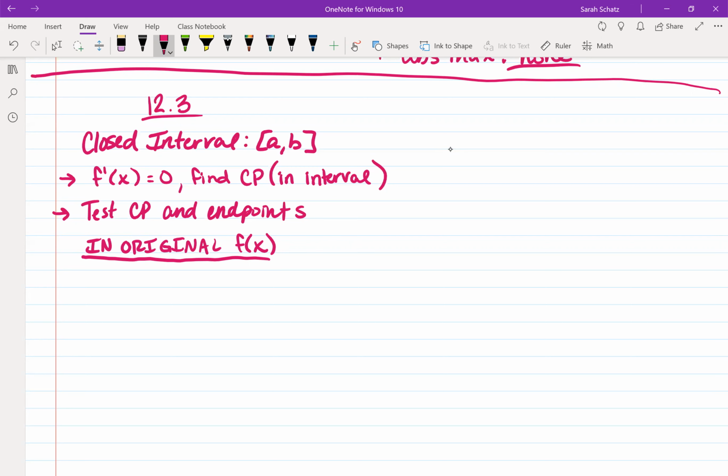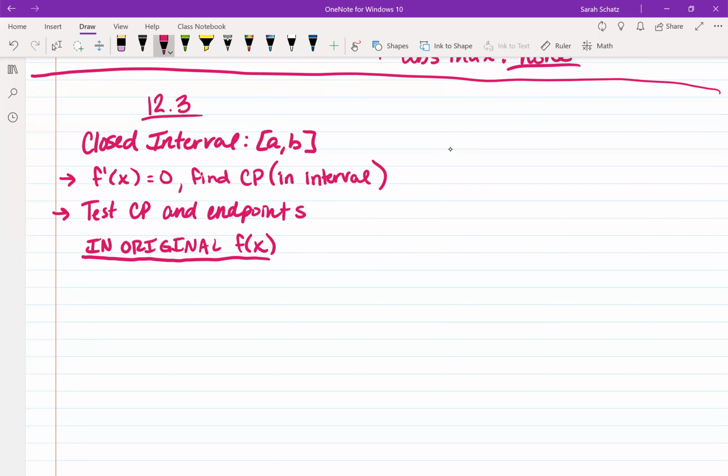After you test them, you just say the highest value for y that I found is the max, the lowest y value is the min. Remember, if it hits the high value or low value twice, then I just have 2, and that's okay.